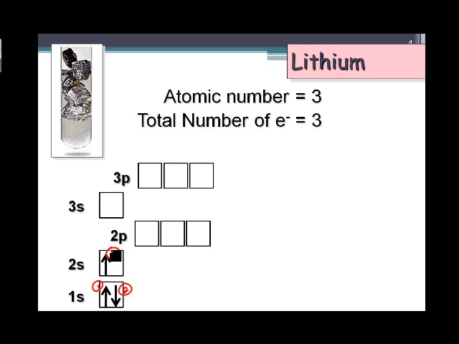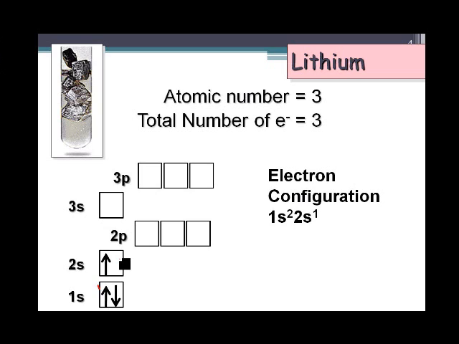So therefore, we're done. Our electron configuration then is 1s2, because in the first energy level, in the s sublevel, we have 2 electrons. 2s1, the 1 electron in the 2s sublevel.